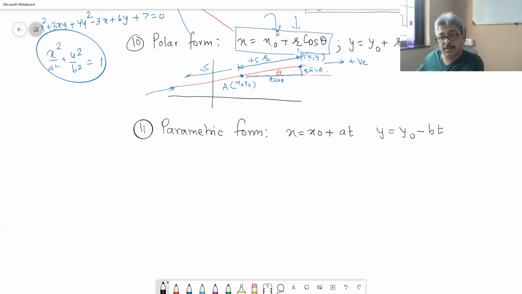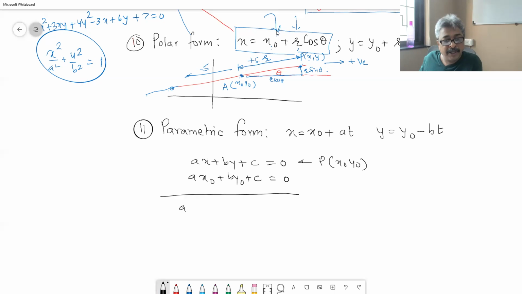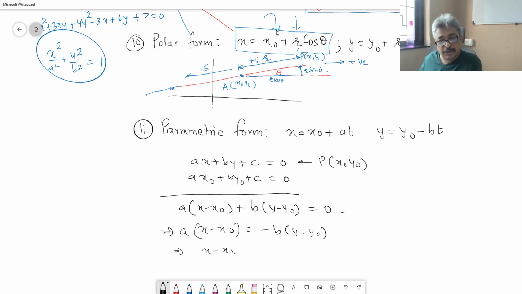I think we have done this in class, but if you want, quickly I can do it for you. If any general equation of a line is given, ax plus by plus c is equal to 0, and the point P (x naught, y naught) satisfies this equation, then a x naught plus b y naught plus c is also true. If we subtract, then we get a into (x minus x naught) plus b into (y minus y naught) is equal to 0, and therefore we get (x minus x naught) into a is equal to minus b into (y minus y naught), and therefore we get (x minus x naught) upon minus b.